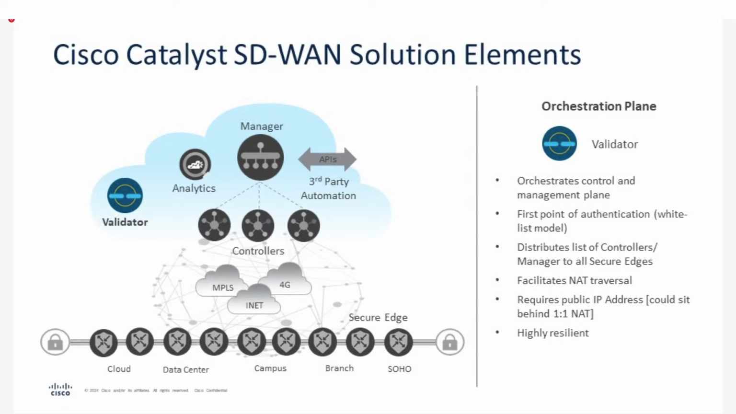Since the validator is the first point of authentication for all the devices in the fabric, it's recommended to have a public IP address configured on it so that all your devices in your public network can get access to it, or at least we should have a one-to-one NAT configured for your validator. In case you have a private network or only MPLS in your network, the minimum requirement is to have the edge devices reachable to the validator. That's the minimum requirement which we have.